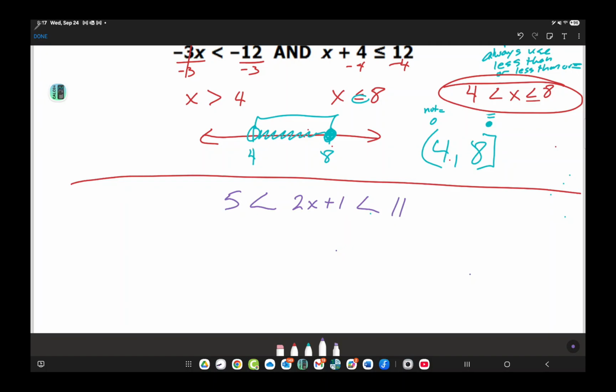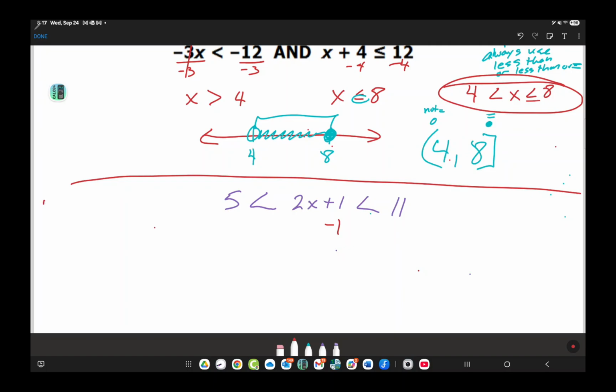If you see this, what we're going to do is we are going to do everything to all 3 sides. My goal is to get x by itself. What do I have to get rid of first to get x by itself? I have to get rid of the 1 first. Always get rid of the constant first. Now, if I have parentheses, I do need to distribute. If I have a fraction, I do need to multiply everything. But if I don't have a fraction or parentheses, it's just x and a constant. Get rid of the constant first. So how do I get rid of a plus 1? If I subtract 1 from the middle, I have to do it to all sides.